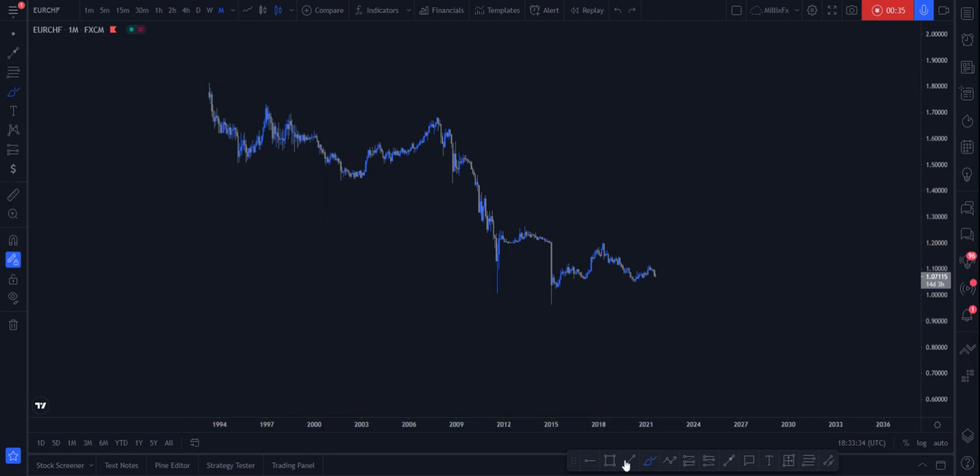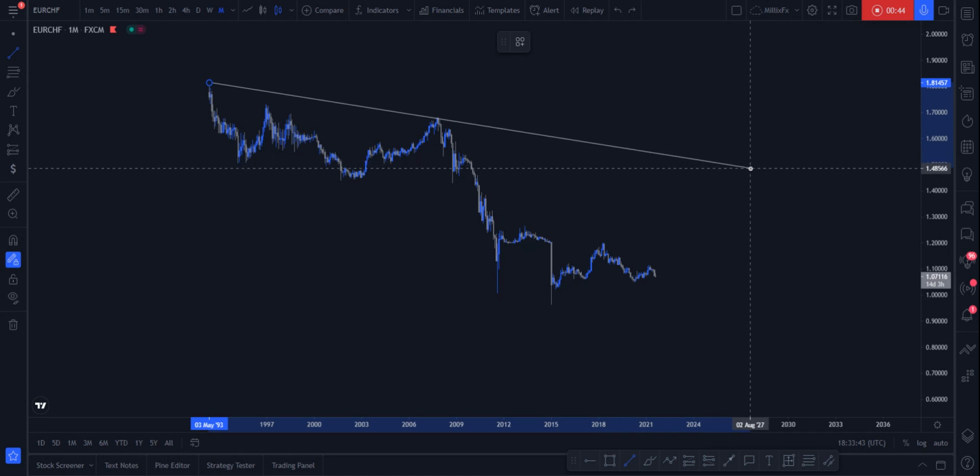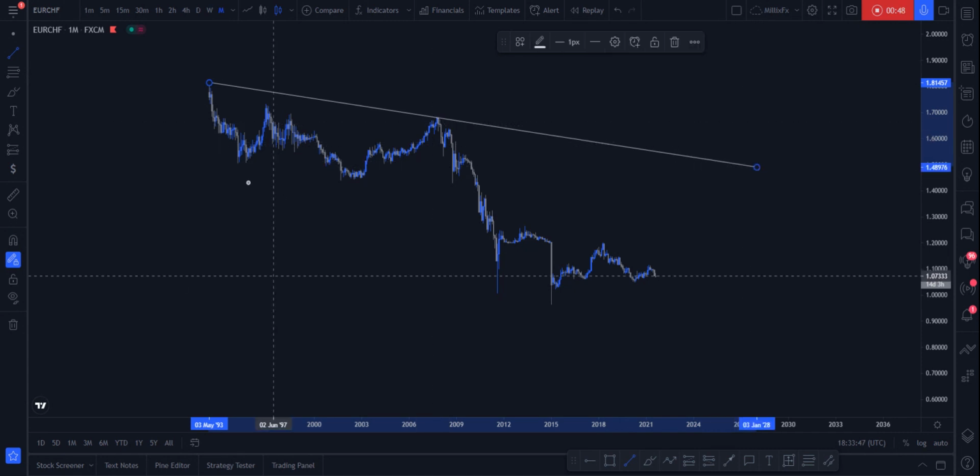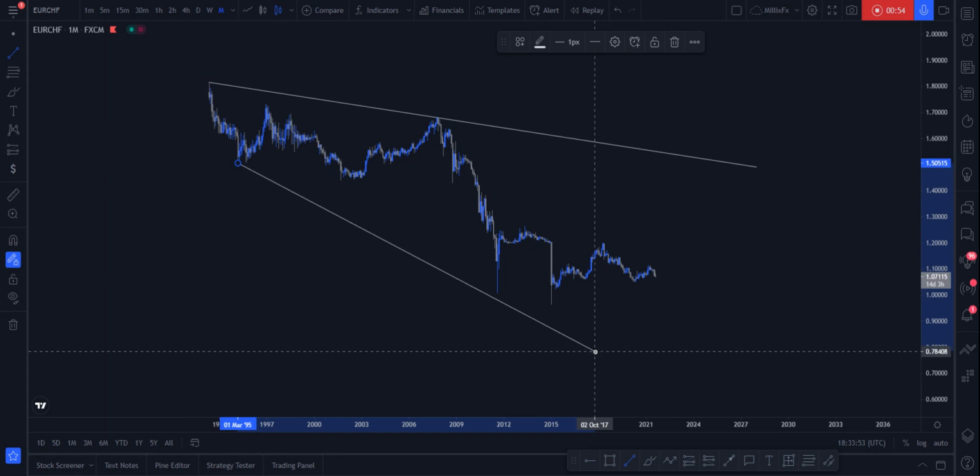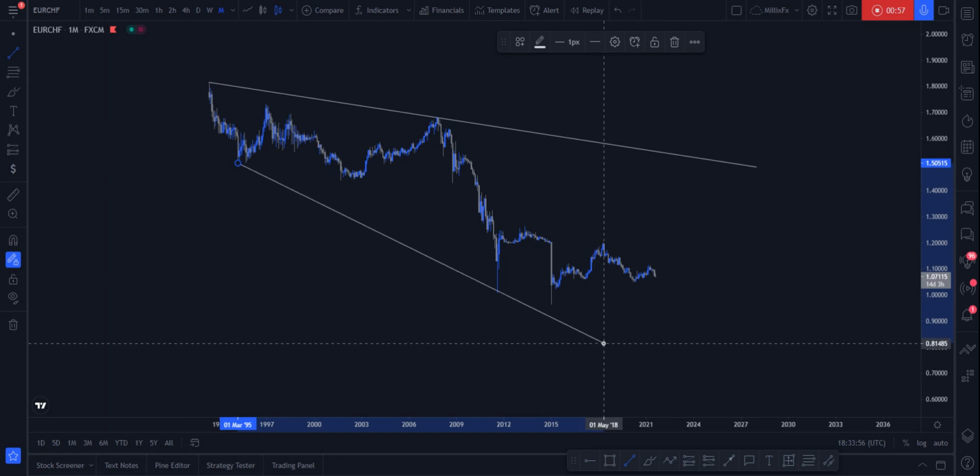Sorry, let me use the straight line. Okay, so when we look at this, you can see we are in a very nice downtrend when we take our trend line on the monthly time frame. And let's connect from this particular area as well. So you can see from here, we are in a pretty good downtrend as well.